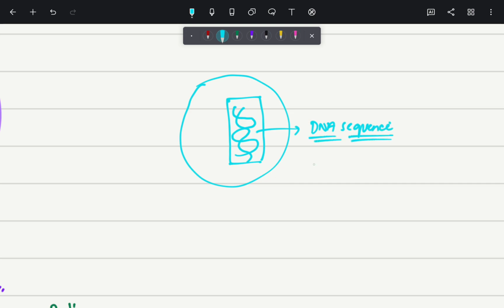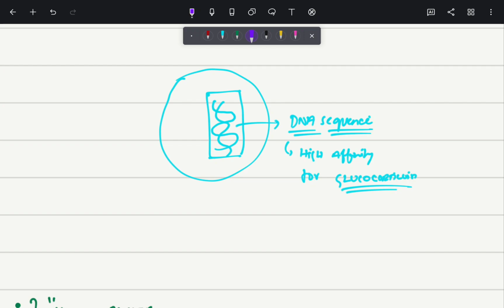Now this DNA sequence which is having high affinity for glucocorticoid, okay, so this DNA sequence is having high affinity for the glucocorticoid. So obviously these high affinity DNA sequences are called your hormone response elements. So what is meant by a hormone response element?